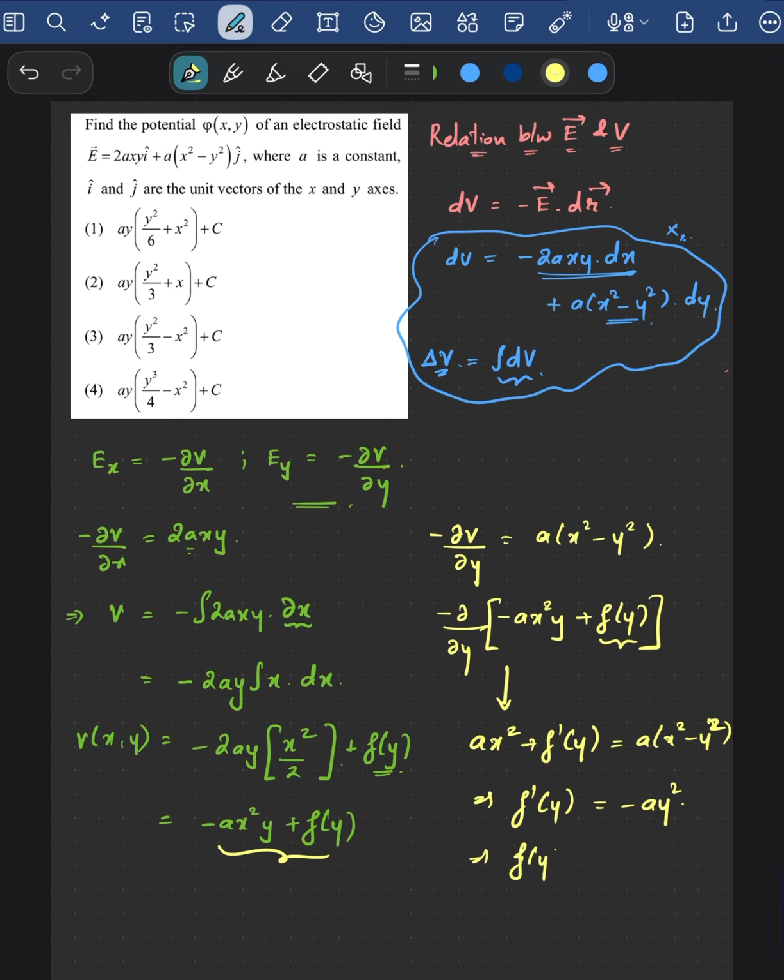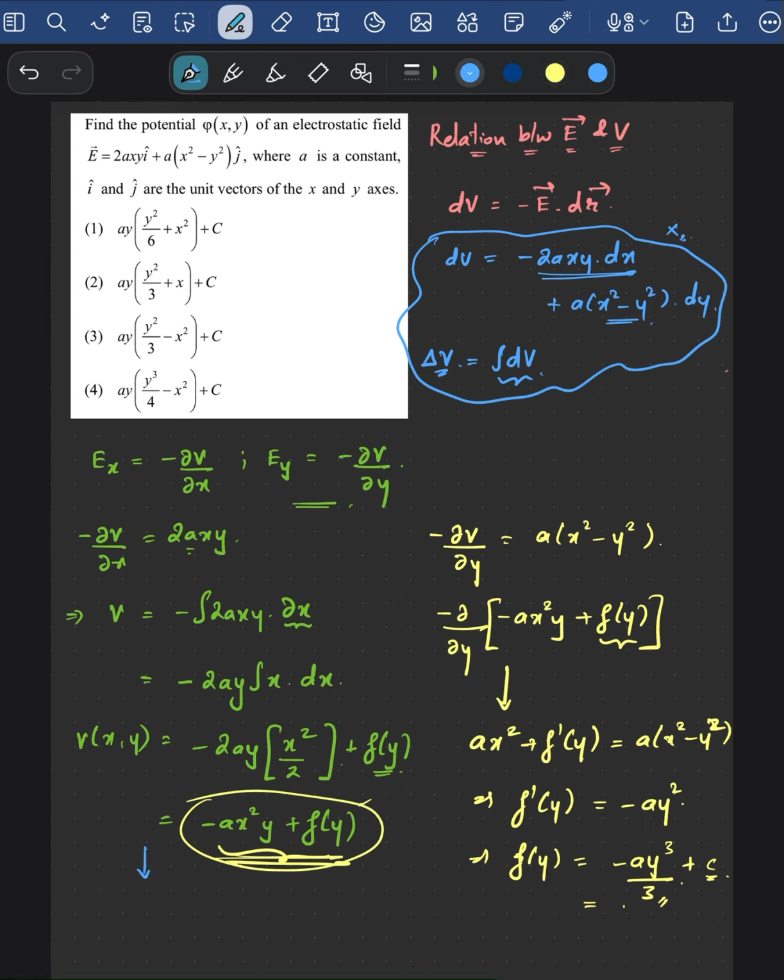So what will f of y be equal to? f of y will be equal to minus ay cubed by 3. Again we got this from integration performed without limits, so in your function of y you'll have some constant, and this will be a constant c only, because every function of y is taken care of in this portion. Every function of x is taken care of in the first portion, and every function of y is taken care of in this portion. So we now found out what f of y is, which was the unknown term in your potential function.